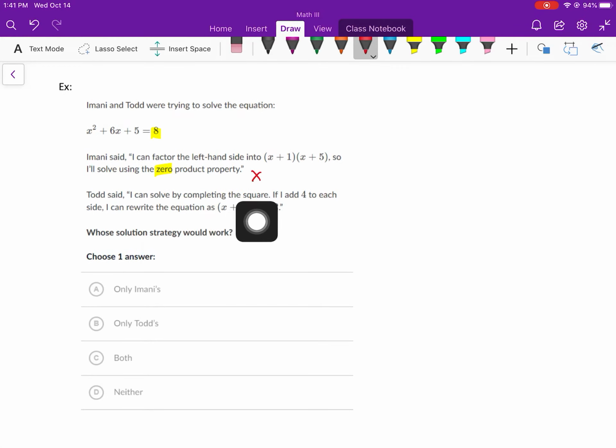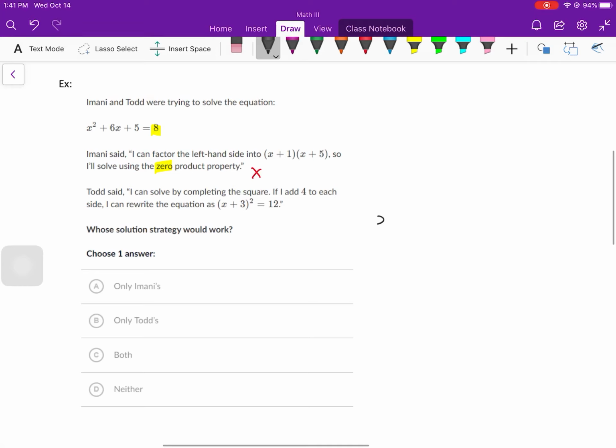Here they said I can solve it by completing the square. If I add 4 to each side, I can rewrite the equation as x plus 3 squared equals 12. Not sure why we're adding 4 to both sides though. Okay, that makes sense. So I'll show you what's going on there. So we have x squared plus 6x plus 5 equals 8, right? So the completing the square, we just got done with that.